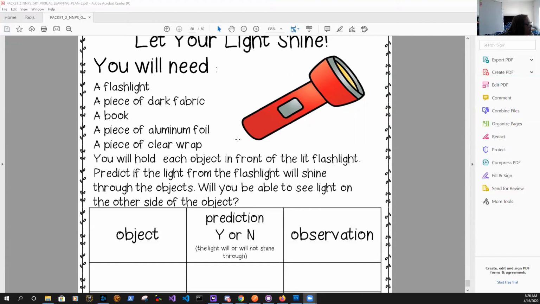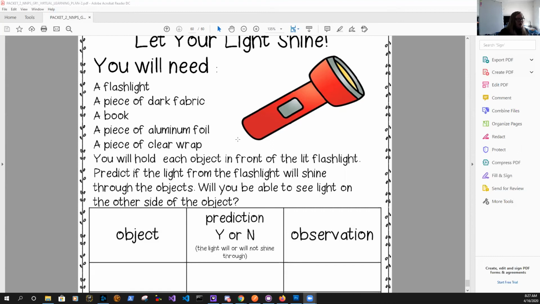Predict if the light from the flashlight will shine through the objects. So predict means to make a smart guess. So use what we have learned before about light and shadows and things to make a smart guess about if the light will shine through the object. So you're not just making any random guess. A prediction is not just a random guess. It's using what you've learned before to help you make a smart choice.